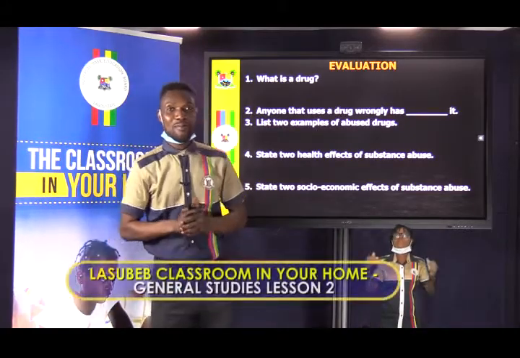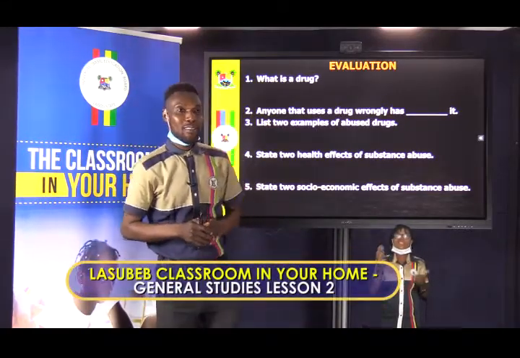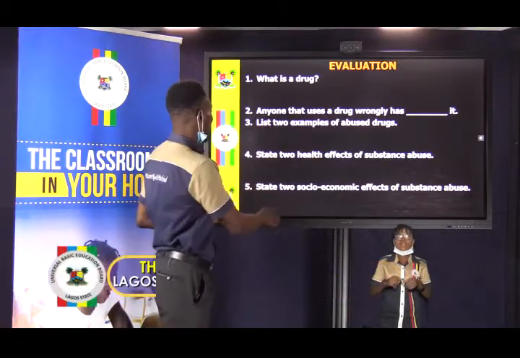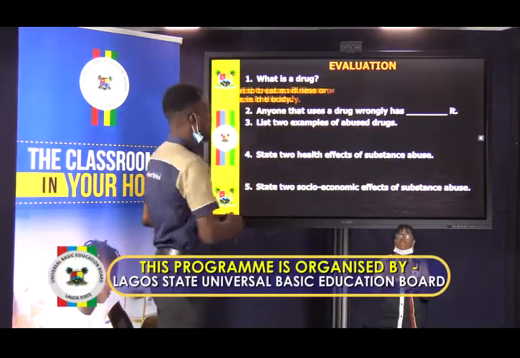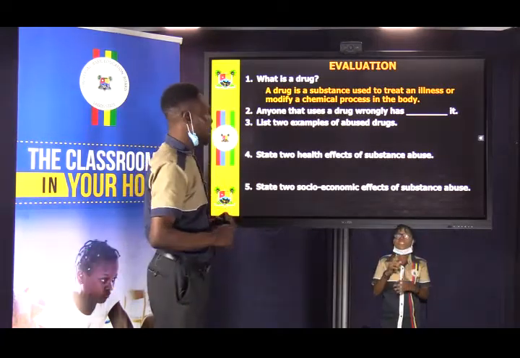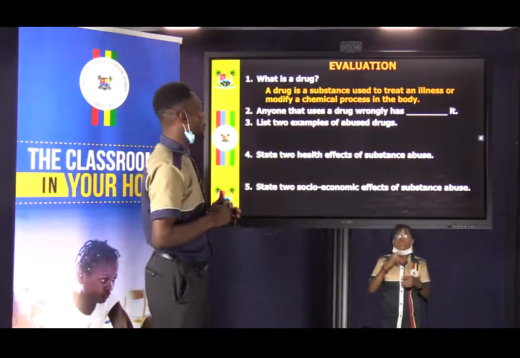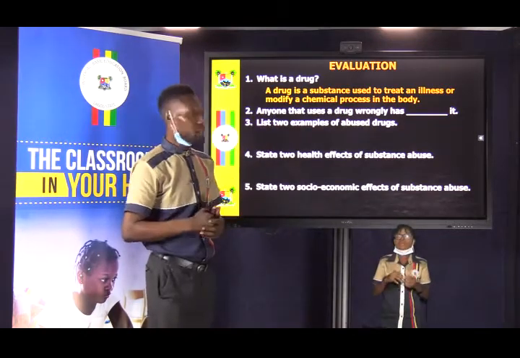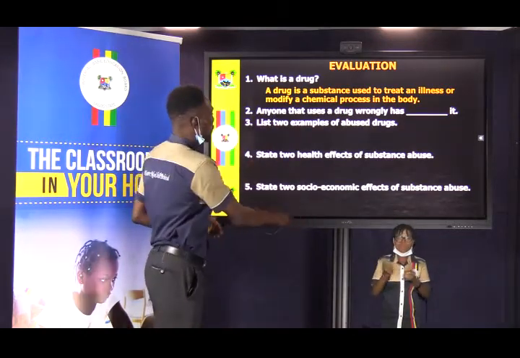Eyes on me. Uncle Popo is here. So let's mark together. The first question, what is a drug? A drug is a substance used to treat an illness. If you write that, you still get your full mark. Or modify a chemical process in the body. So that's the definition for drug.